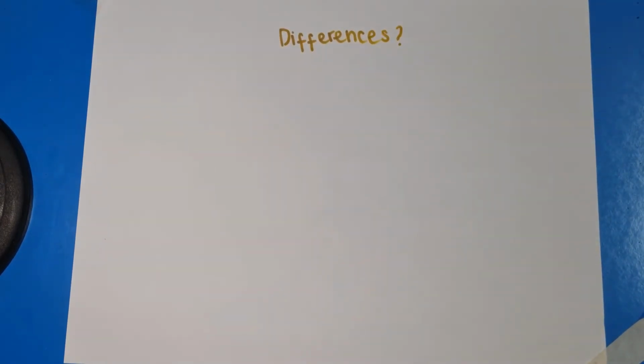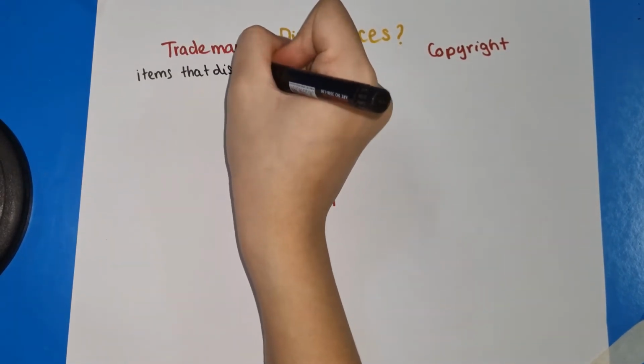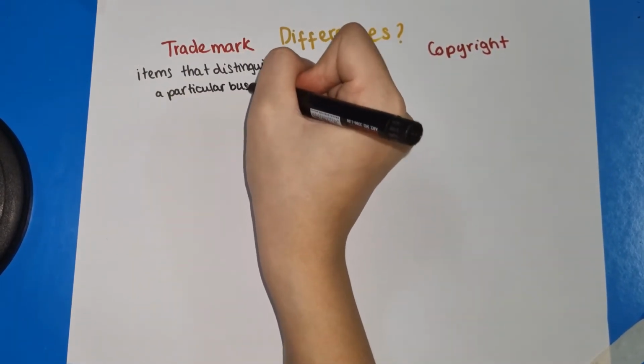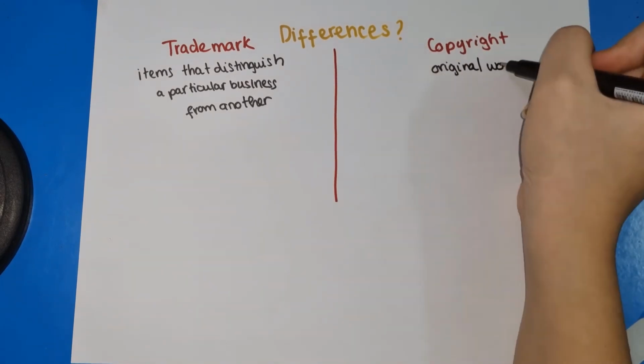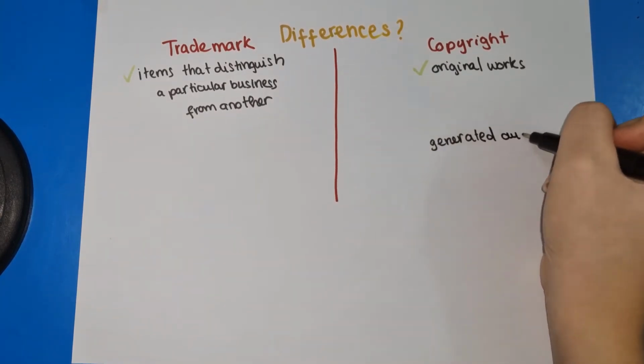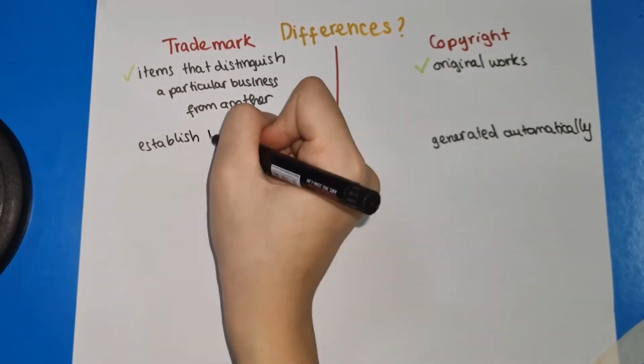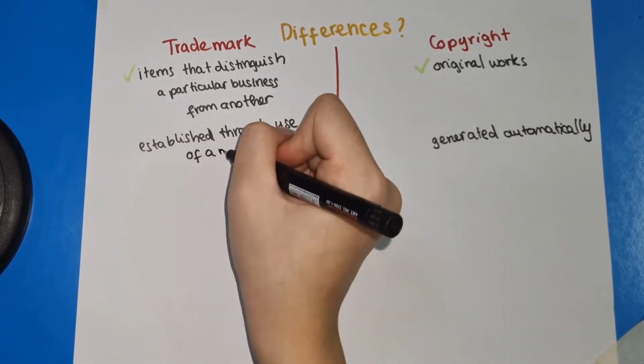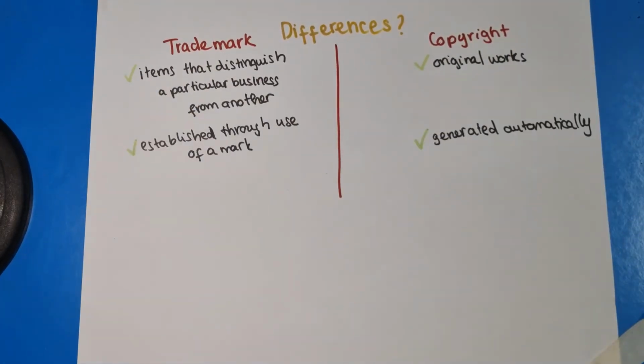As a reminder, the differences can be summarized as copyright protects original work, whereas a trademark protects items that distinguish or identify a particular business from another. And also, copyright is generated automatically upon the creation of original work, whereas a trademark is established through the common use of a mark in the course of business.